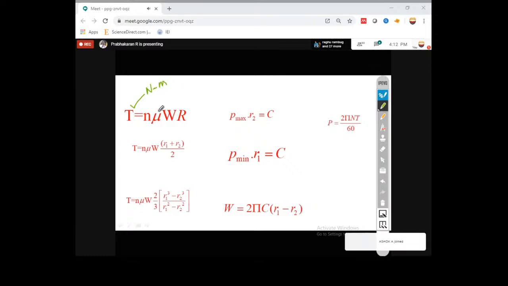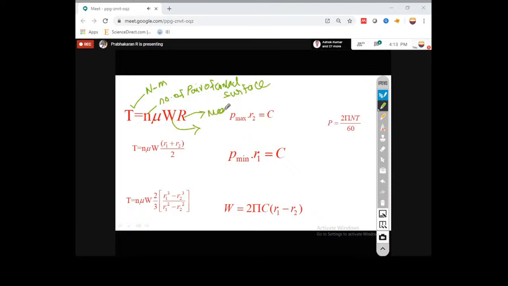Here, n means the number of pairs of contact surfaces. Not n, you shouldn't think this is the number of plates. This is the number of pairs of contact surfaces. W means the axial load. R means the mean radius. You can remember this now.